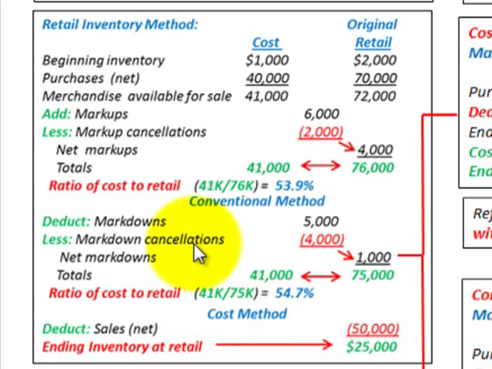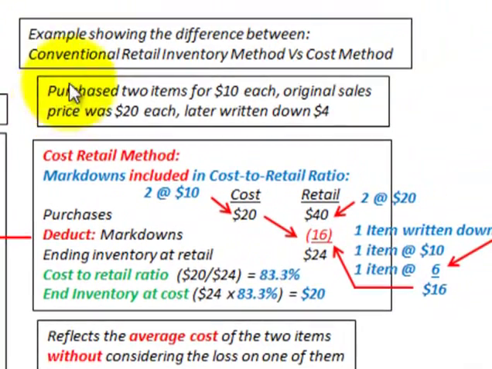Now with the cost method, the markdowns are included when you calculate your cost to retail ratio. But for the conventional method, the markdowns are not included. We only include the markups. But for the cost method, we would include both the markdowns and markups. I'm just going to go through an example showing the effect it has when we include these markdowns for the cost method and we don't for the conventional method. So let's go up and look at our example.